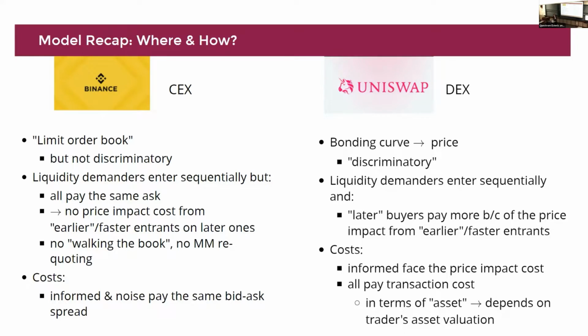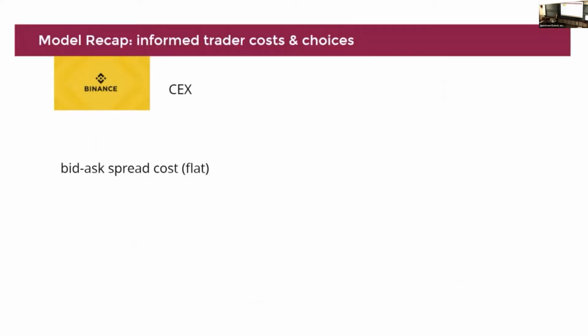Well, informed traders are going to face the price impact cost, and everybody's going to pay the transaction cost. This transaction cost is in terms of the asset, and it depends on the trader's asset valuation. This is the part that I'm going to return to. So it's not actually the same for all traders, as it turns out. Now, informed traders, why do we have coexistence here?